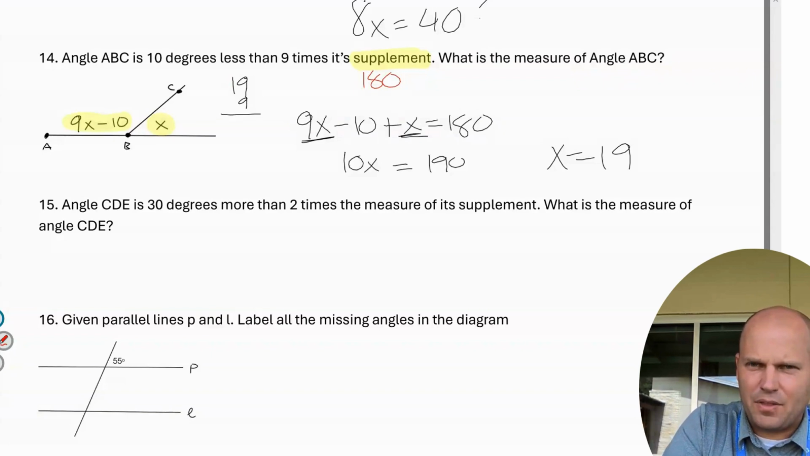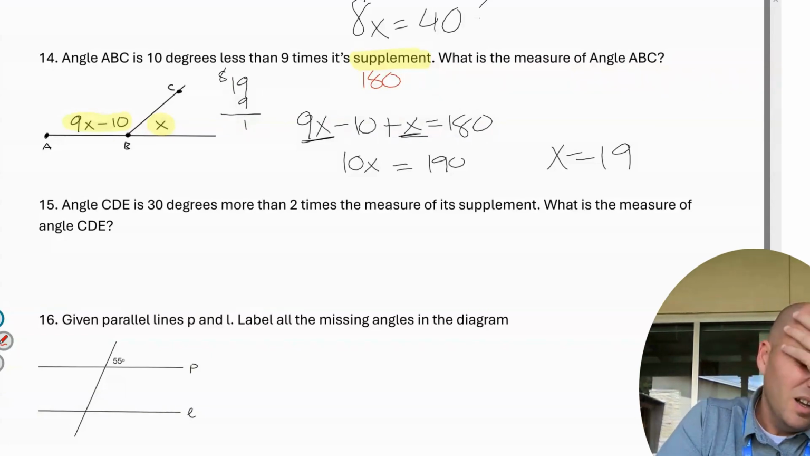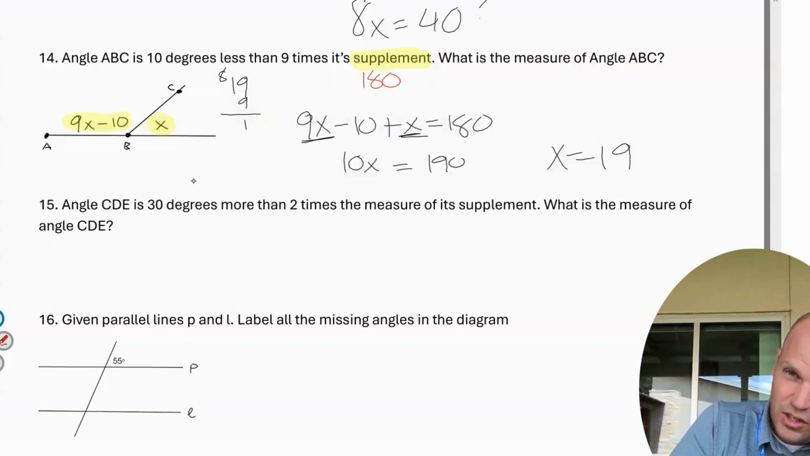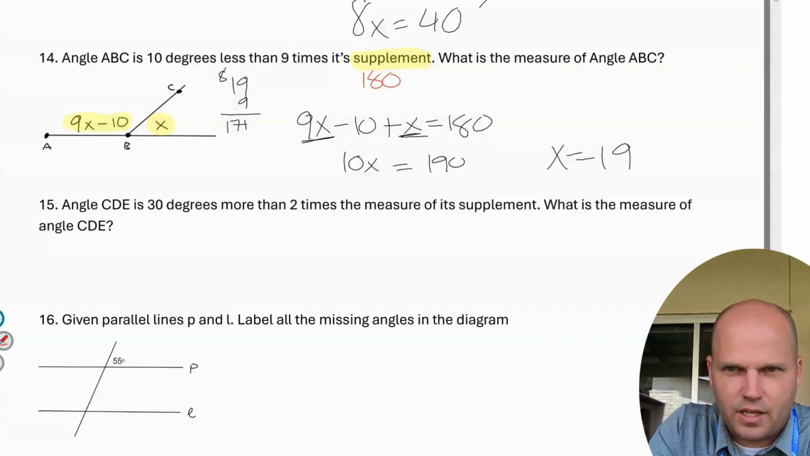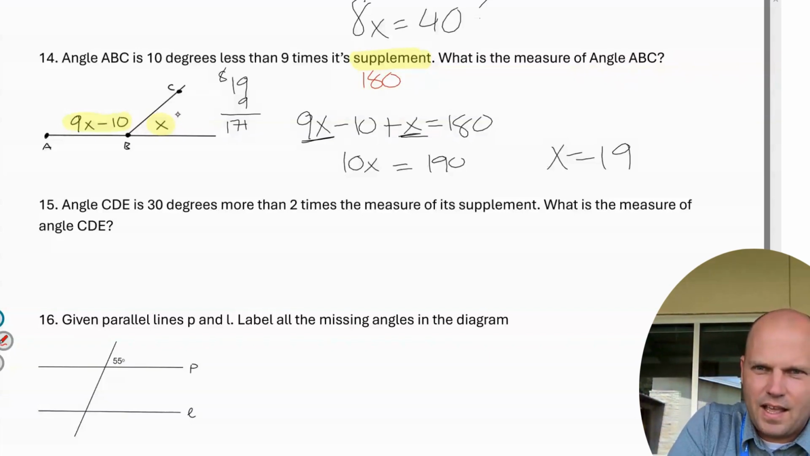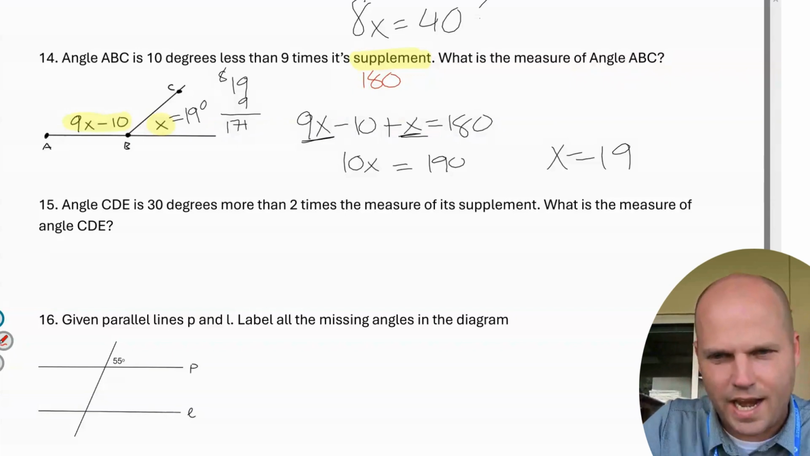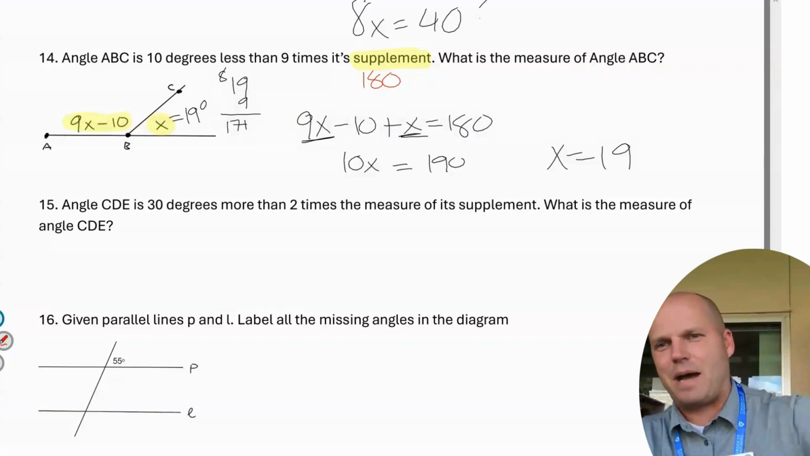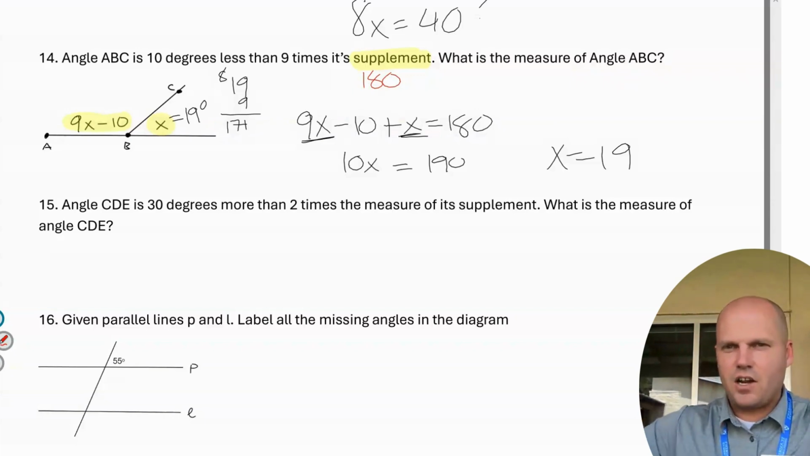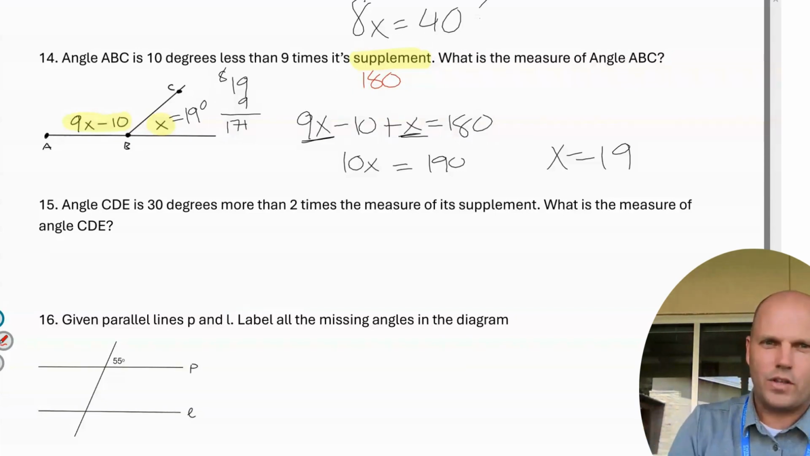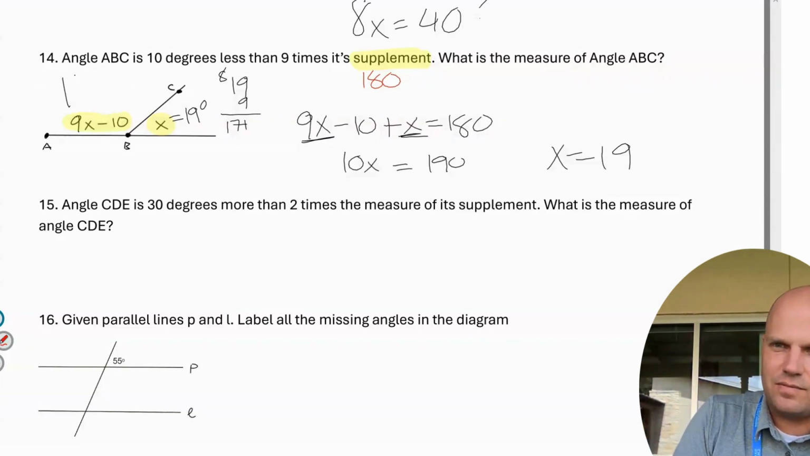We have to do a little bit of math here. 171 minus 10 is 161. Oh, I don't know why I did that. Why did I just do that math? Think about it. We know that angle X is 19 degrees. We could have just subtracted 19 from 180. Don't take X multiply by 9 and subtract 10. If you did everything correctly, take 180, subtract 19, 161. That's got to be the angle.